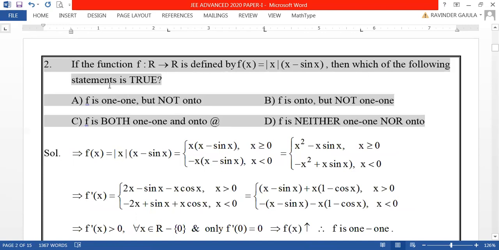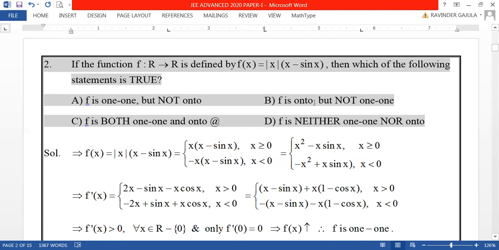Okay, friends, now the question is: if the function f from R to R, means from domain R to codomain R, is defined by f of x equal to mod x of (x minus sin x), then which of the following statements is true? So the given options are: f is one-one but not onto.